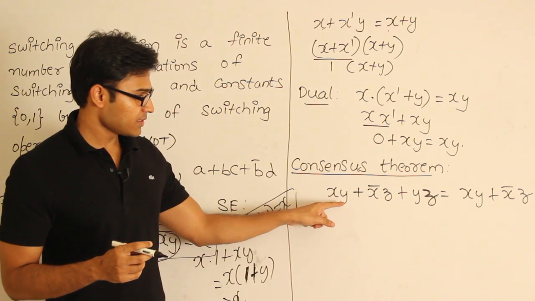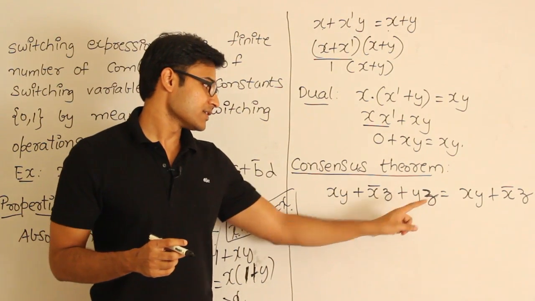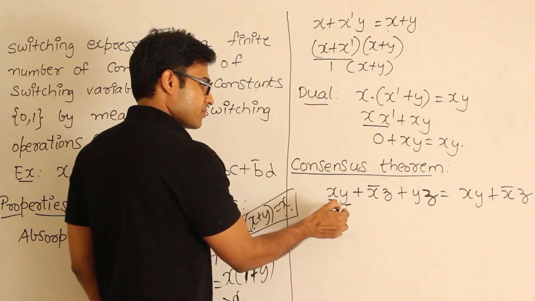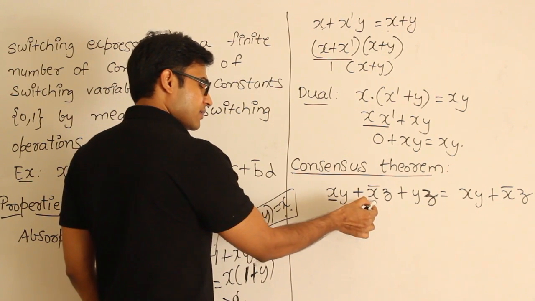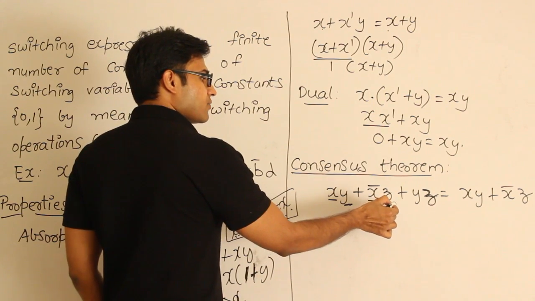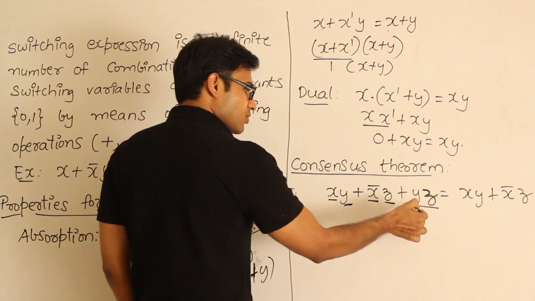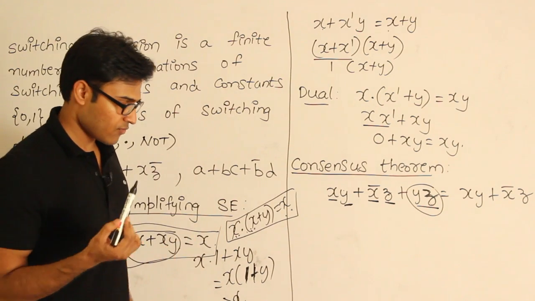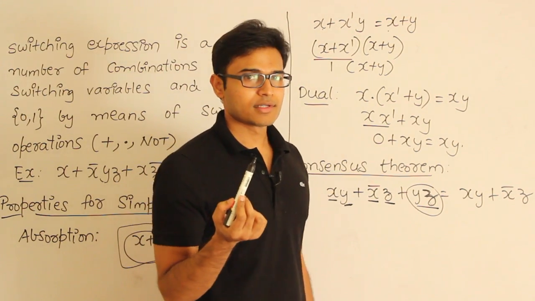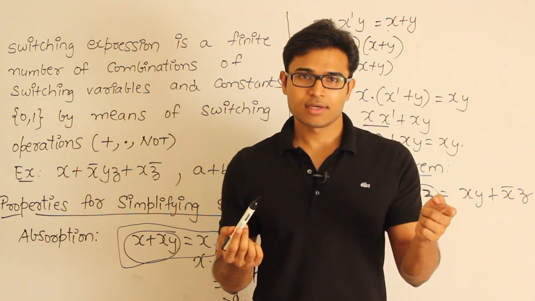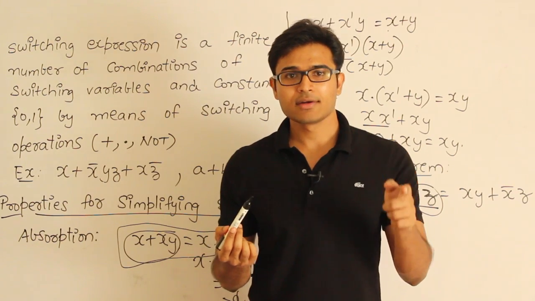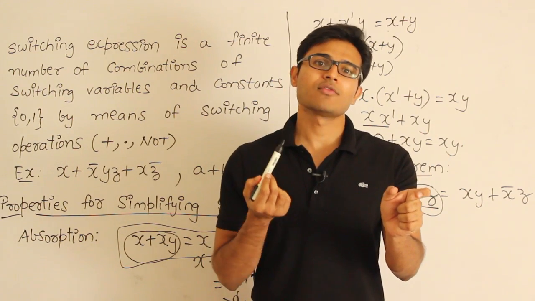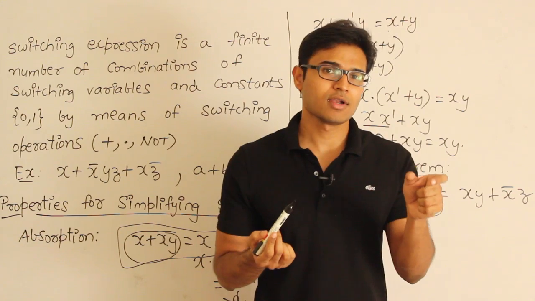xy, I mean x and y, x prime and z, and y and z, which means if there is an expression concatenated with some variable or some expression, and then a complement of the expression concatenated with some other expression, and a combination of these two expressions, then these two are actually redundant. Redundant means you can remove them. One more way of saying redundancy: if the value of the expression does not depend on any term, then that term is redundant, which means even if you have the term or even if you don't have the term, if it is not going to make any difference, then you better remove it. That is called a redundant term.